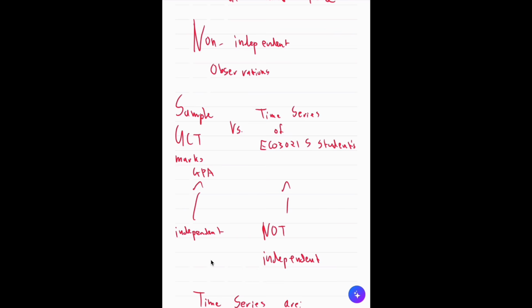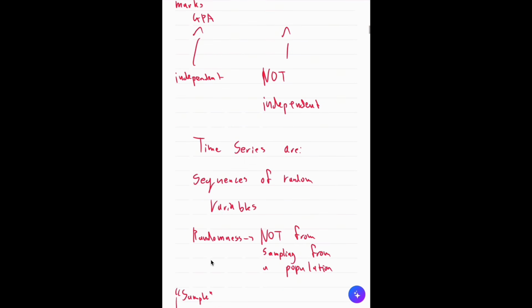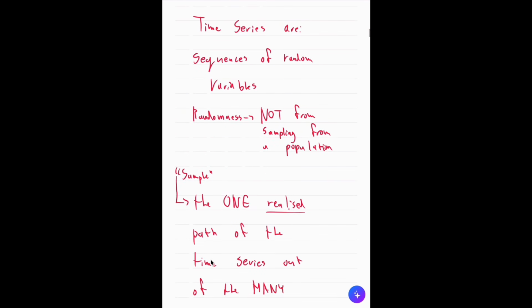With time series, let's say a time series of GDP, a time series of the marks that students in Eco 3021S get. These are not independent observations because the observations depend on each other, right? The mark of Eco 3021S in 2026 is not going to be that different from the mark this year, or the GDP next year cannot be too different from this year. So it is dependent on the value this year, and if the value this year is a certain value, that affects what the possible outcomes could be for the next year, right?